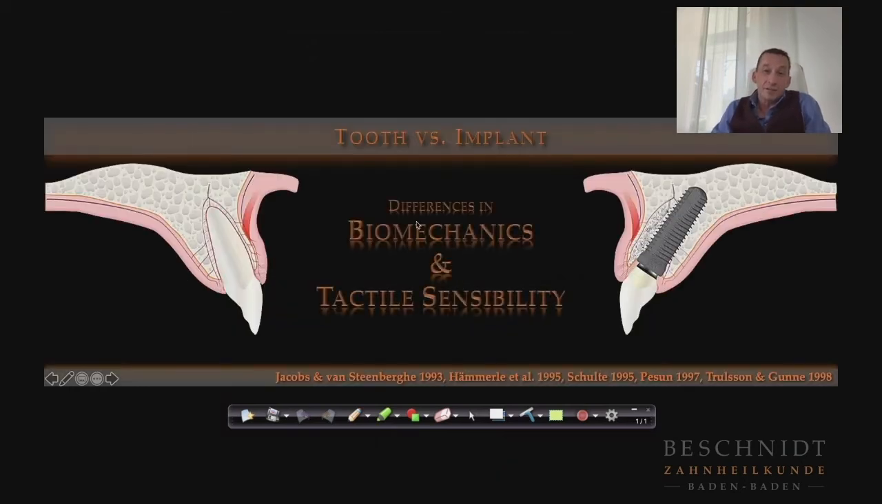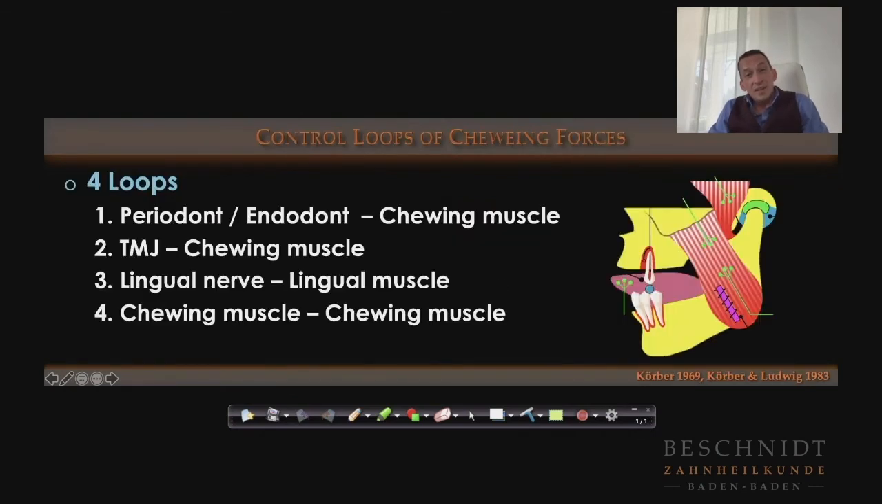We know that there are differences in biomechanics and tactile sensitivity. And responsible for this are the 4 control loops of chewing forces. There are 4 chewing forces: the perio loop, which goes out and into the muscle, then the TMG loop, then we have the lingual nerve loop, and we have a loop from muscle to muscle. So the most important one is the periodontium and endodontium.